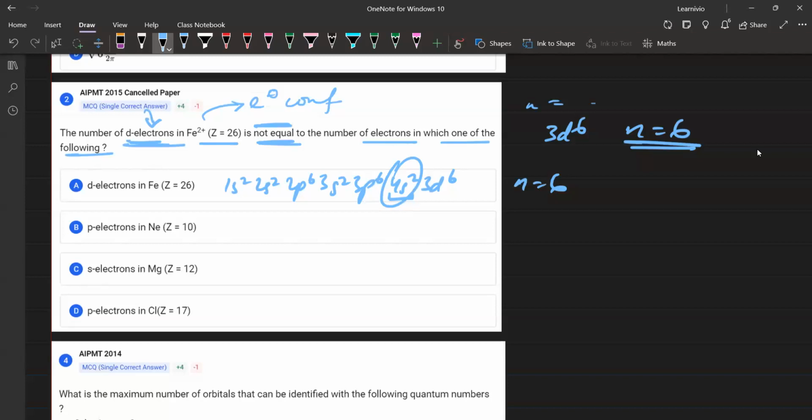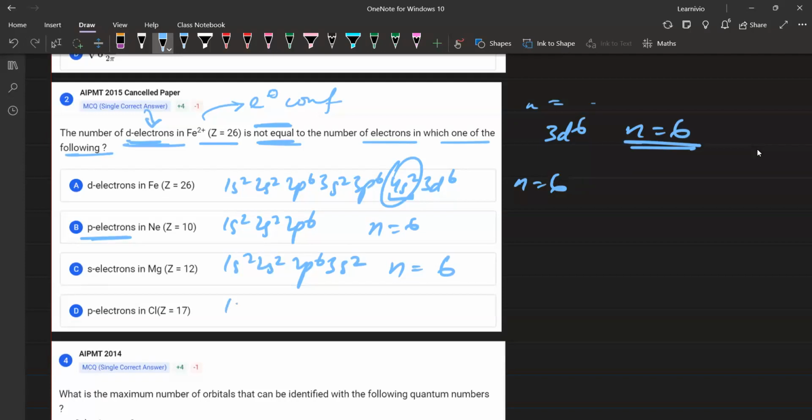Now we'll write the electronic configuration for Ne. It will be 1s2, 2s2, 2p6. 10 electrons are done. So the number of p electrons is equal to 6. So it is still the same. Mg: 1s2, 2s2, 2p6, 3s2. Right? This is 12. Number of electrons in the p subshell is still equal to 6.